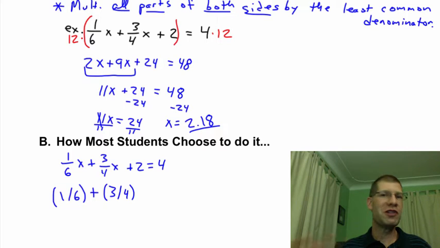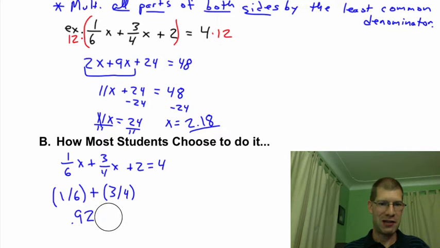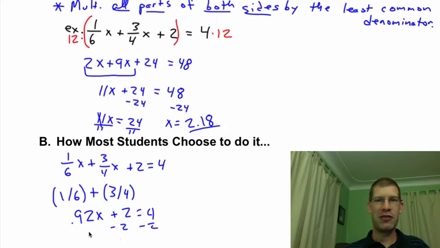Some people will go through and do this decimal. That'll work as long as you carry your decimal out to all the digits or a lot of digits, or use your answer key over and over. That's fine. But if you take this one here and round it to say 0.92 or 0.9 and then go through your problem and say 0.92x plus 2 equals 4, subtract 2 from both sides, divide by 0.92, you're going to be close, but you're not going to be exact. If you want to be closer and actually get full credit in my class, you could.